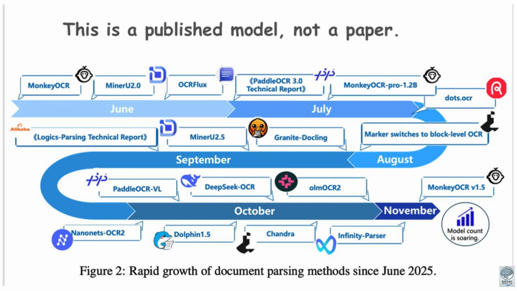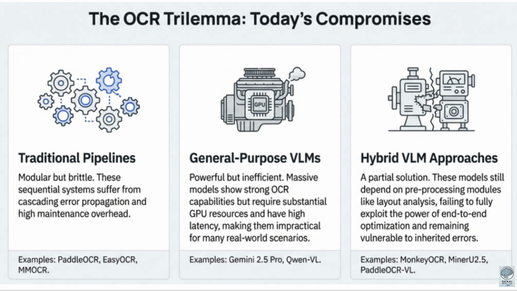Explosion of new document parsing models. There has been a huge rise in models since 2025. The field is rapidly evolving. Examples: MonkeyOCR, MinerU, Paddle OCR 3.0, DeepSeek OCR. There are many cutting-edge systems, and industry and research are growing fast, offering more reliable and flexible solutions. The timeline shows dozens of models released month by month in 2025. It reflects explosive research activity.